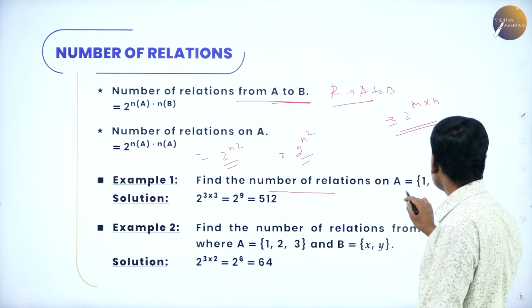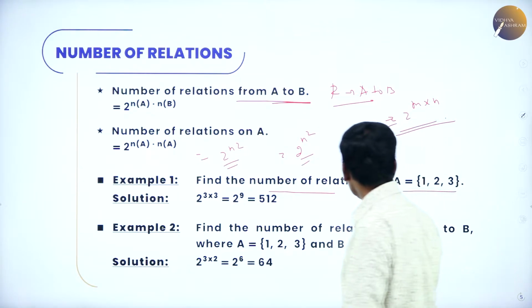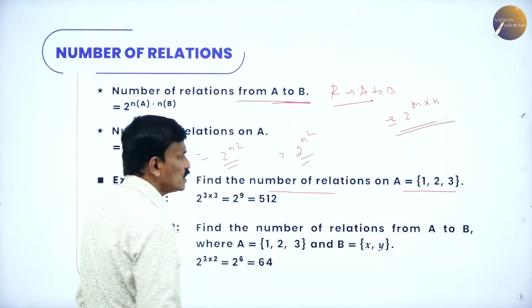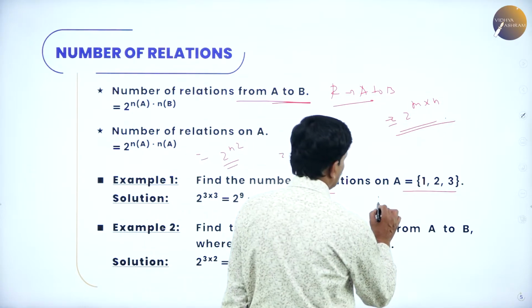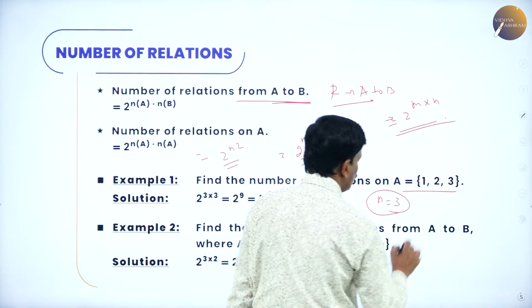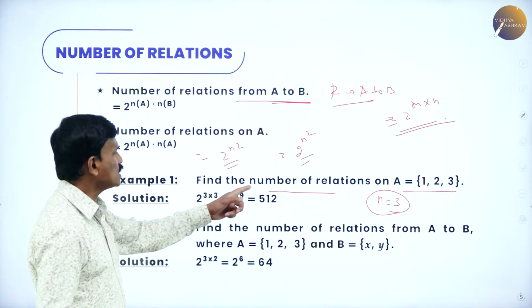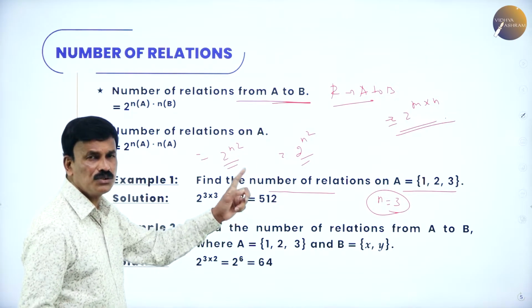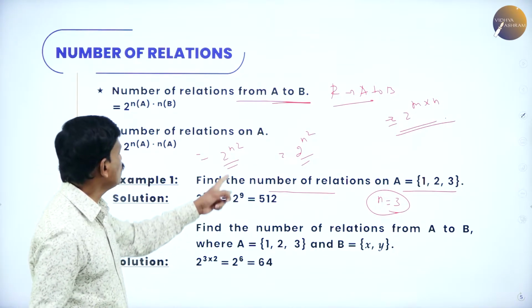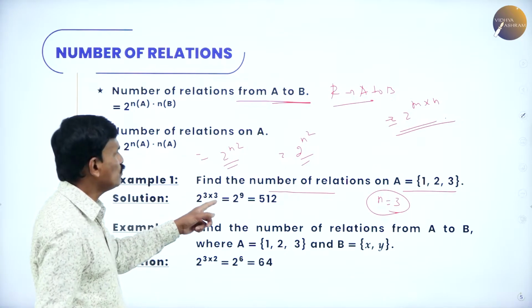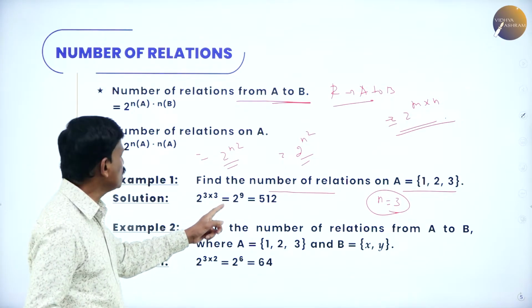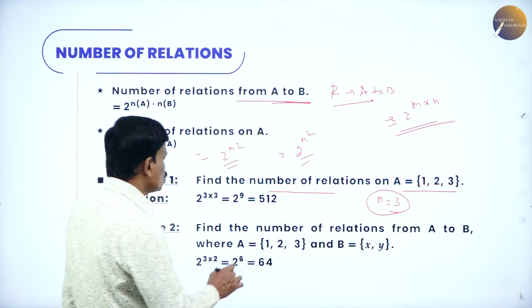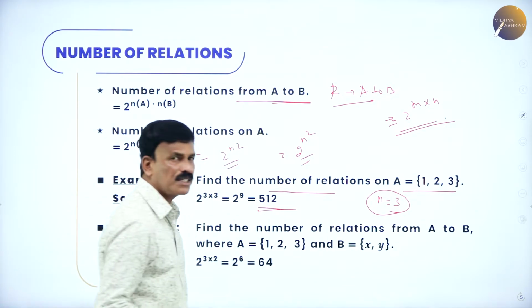Find the number of relations on the set A equal to {1, 2, 3}. Here this set contains how many elements? It contains 3 elements. So, the number of relations from the set A to A is 2 to the power of n square, or 2 to the power of m into n, that is 2 to the power of 3 into 3, that is 2 to the power of 9. 2 to the power of 9 is nothing but 512.